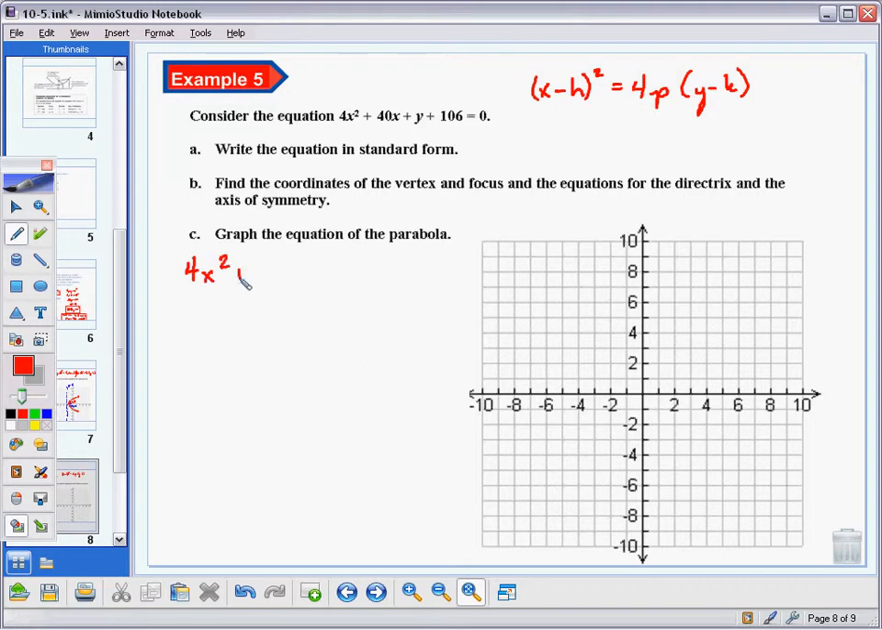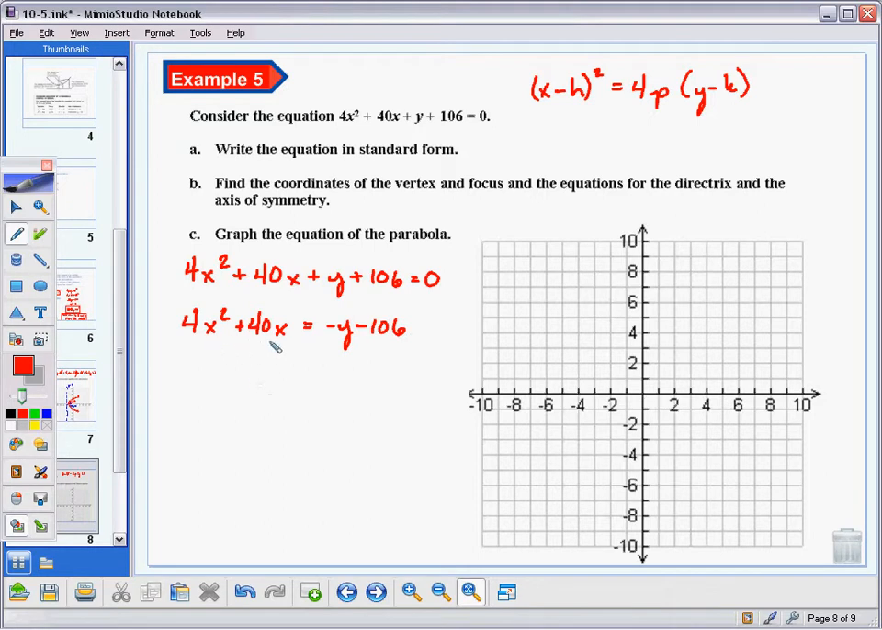We've seen general form for circles, ellipses, and hyperbolas, and now we're going to run into it with a parabola. The process here is going to be a little bit different than the other ones in that I don't want to leave the x and y's on the same side. I want to move the y to the other side. So let's go ahead and do that. I'll have the 4x squared plus 40x on the left, and I'll have a negative y minus 106 on the right.